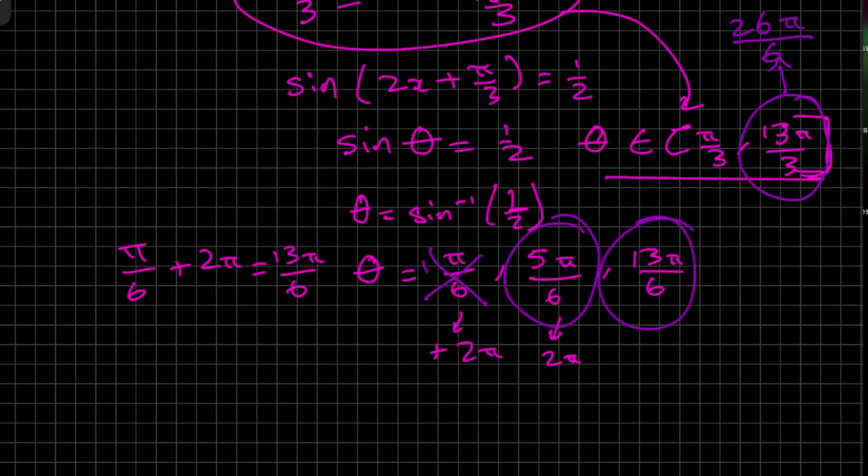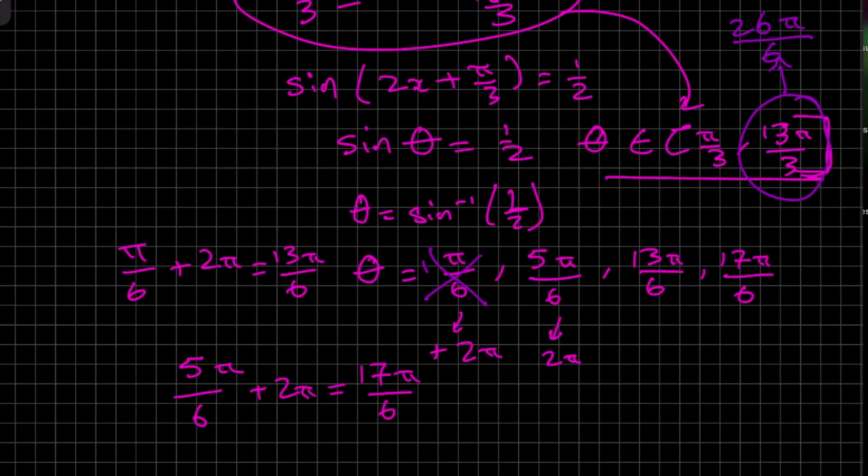If we continue to find more solutions, we can add 2π to our other reference angle of 5π/6. So if we do that, we get 5π/6 plus 2π, which would equal 17π/6. As we can see, 17π/6 is less than 26π/6, meaning that we're still within our domain. This means that we are going to continue to find some more solutions.